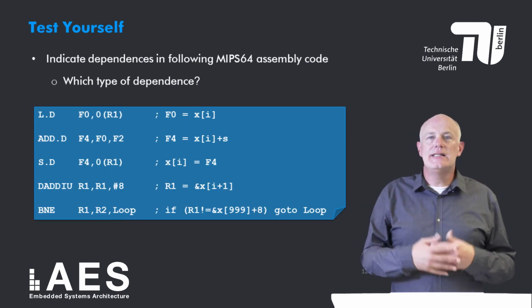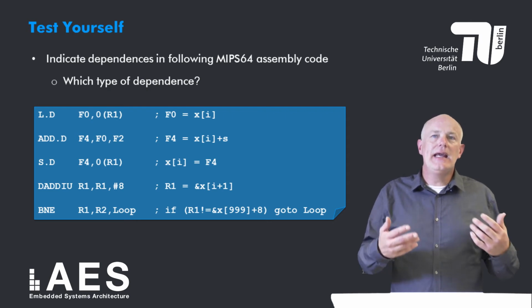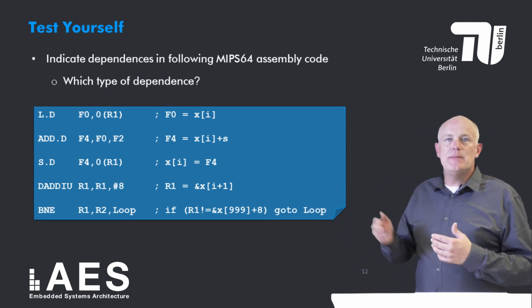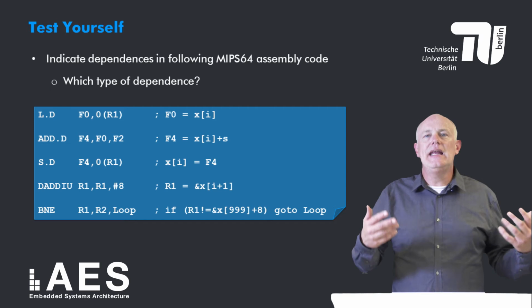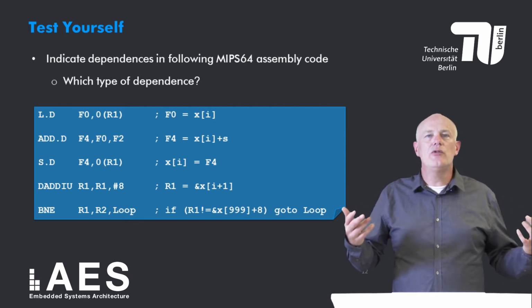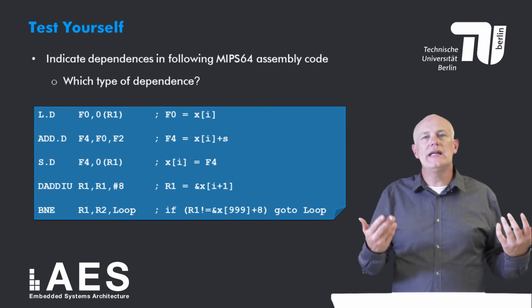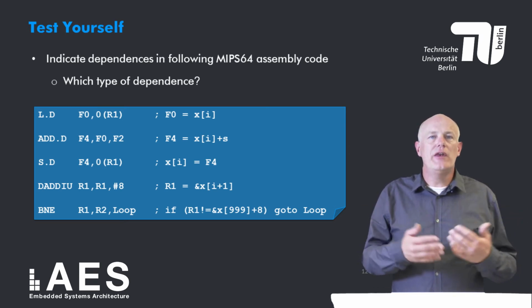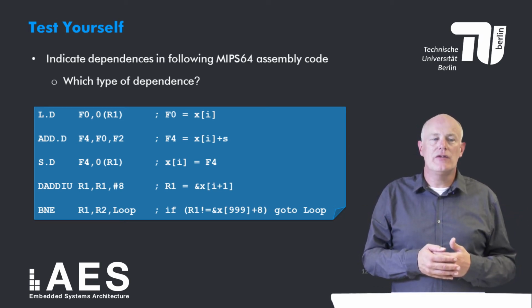Finally, an exercise to test yourself. Indicate the dependencies in this MIPS assembly code and also indicate the type of dependence. To keep things simple, you only have to indicate the dependencies within a single loop iteration and not the dependencies across loop iterations.